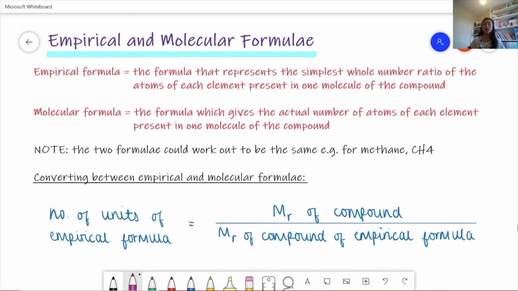So now I'm going to start off by introducing the empirical and molecular formulae. So we need to know both of these definitions because you'll be asked to write these two different formulae. So first we have the empirical formula, and this formula is the one which represents the simplest whole number ratio of all the atoms of each element which are present in one molecule of the compound.